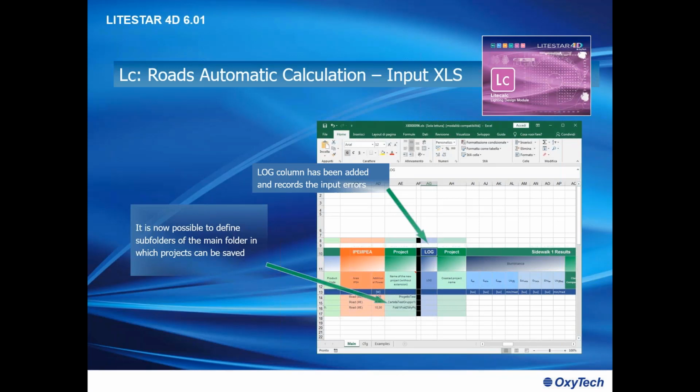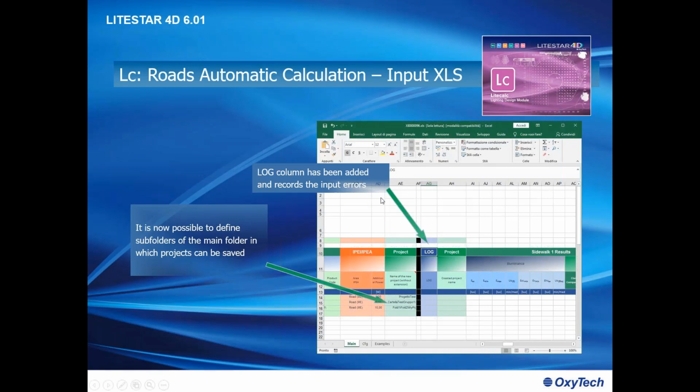Or if you define only the folder without defining the name, then the program will take the descriptions in the first, third, and fourth columns, merging them together and creating the name.